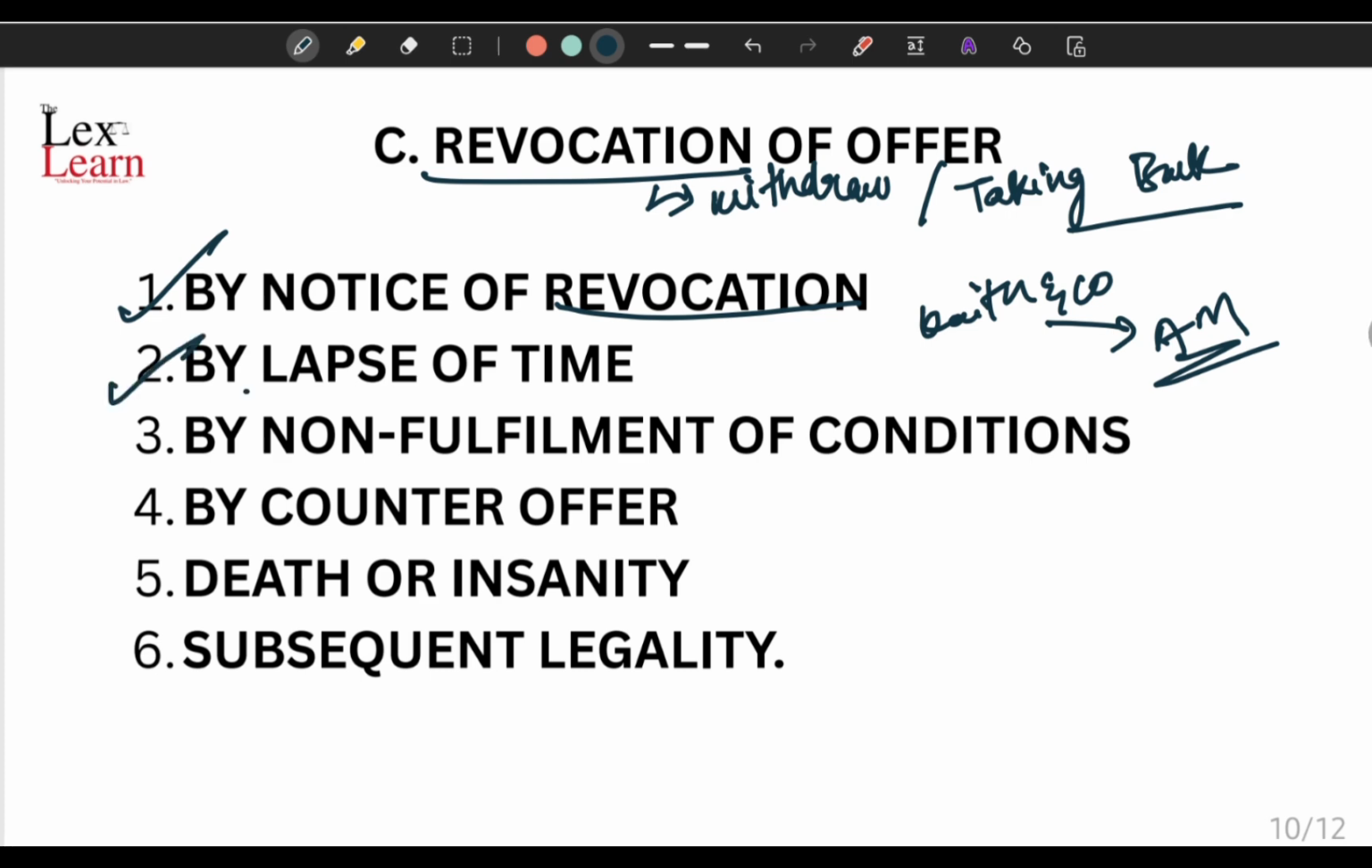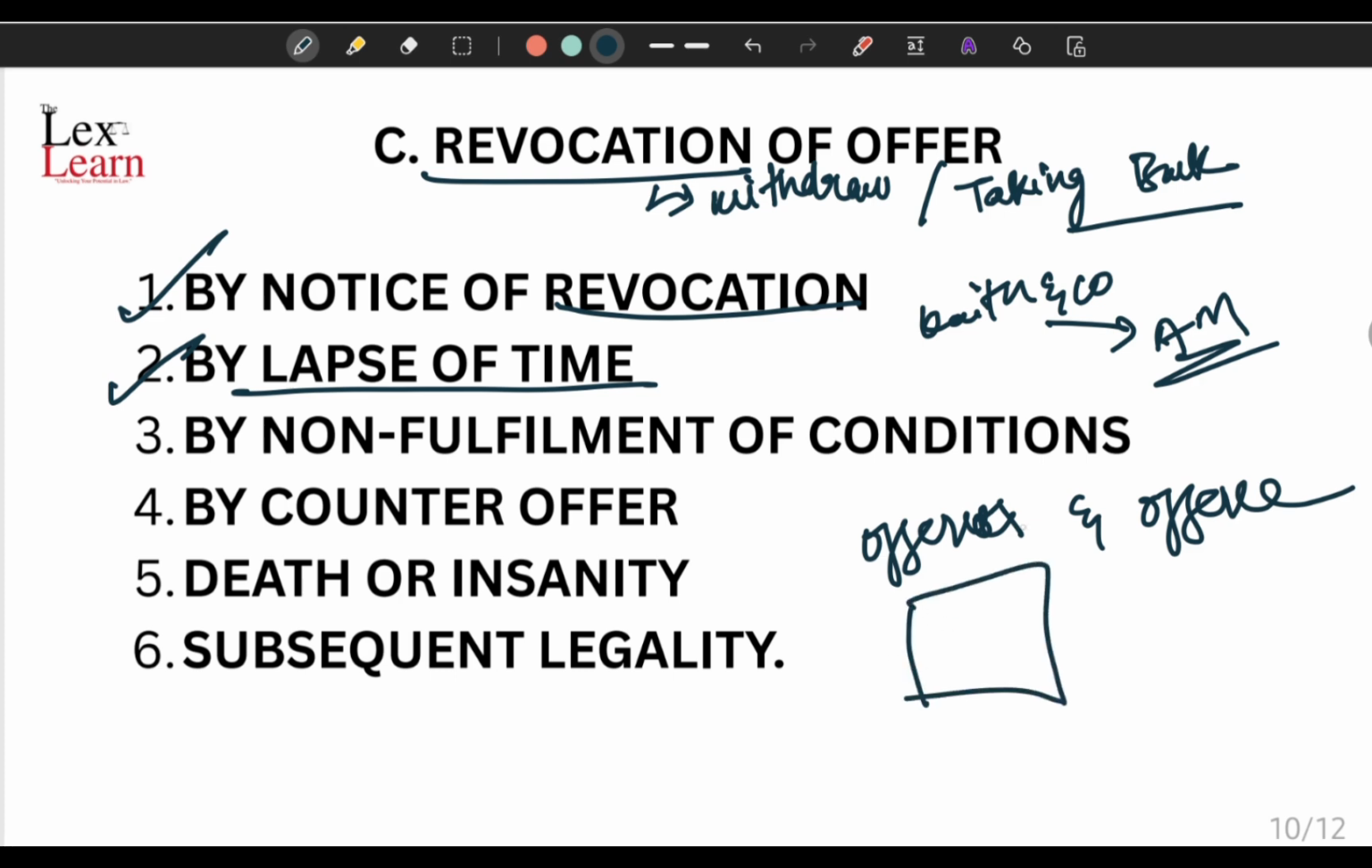And the second one is by lapse of time. Lapse of time, as I've told you about standing offer, where it is only for a specific period of time. I'll explain it to you again if it's fine. So you have an offerer and an offeree. The offerer says to the offeree that if you want to buy this good, send me 1 lakh by 4th of June, and the offeree sends it on 5th June.